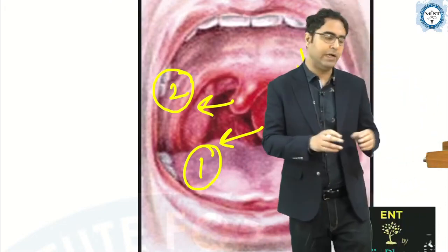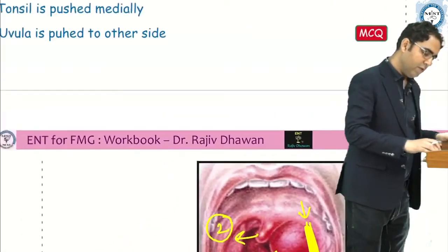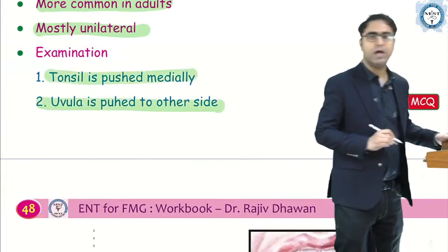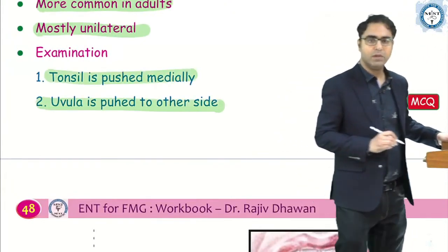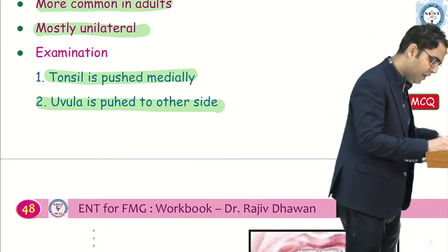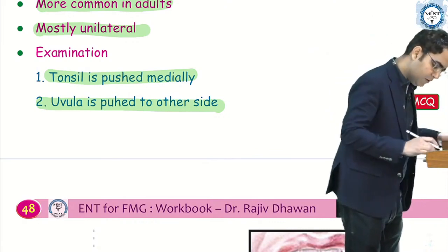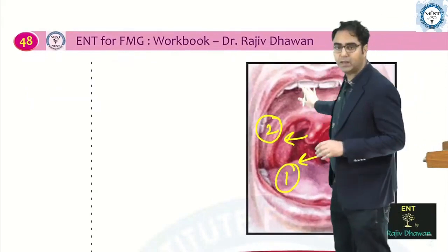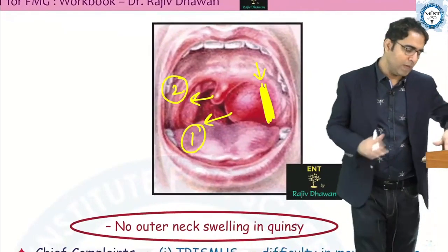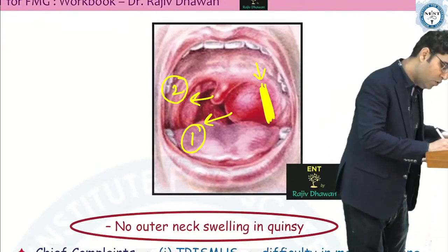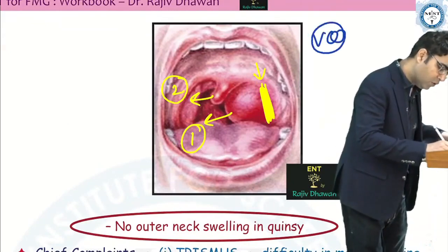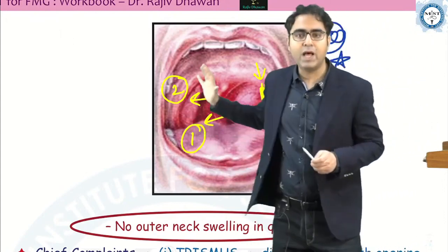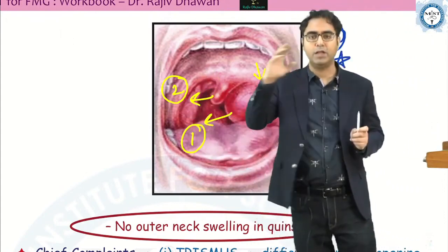Now read your notes. Everybody, can you see over here? The tonsil is pushed medially, the uvula is pushed to the other side. Two findings. This is a very important thing, and the diagram is very important. This is a very vital diagram, and this is also a visual question. Nobody should forget this question. If the uvula is pushed to the other side, if the uvula is angulated, think of quinsy.